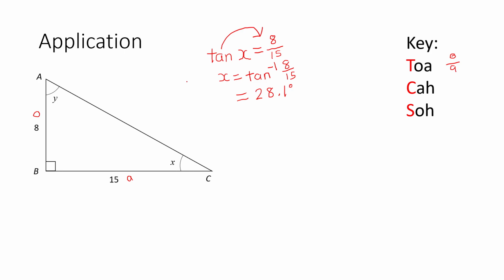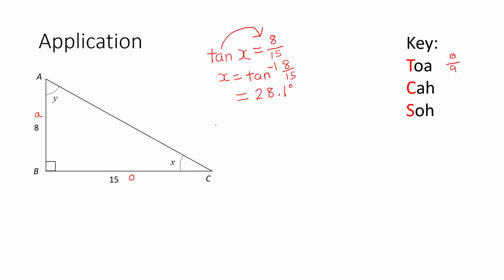Next, we are interested in finding out what is the value of angle Y. So let me erase the sides. Now for angle Y, 8 is not the opposite side. Instead, 8 is the adjacent side, while 15 is now the opposite side. Again, we are given adjacent as well as opposite. So which function should we use? Tangent has O and A inside, so we continue to use tangent.